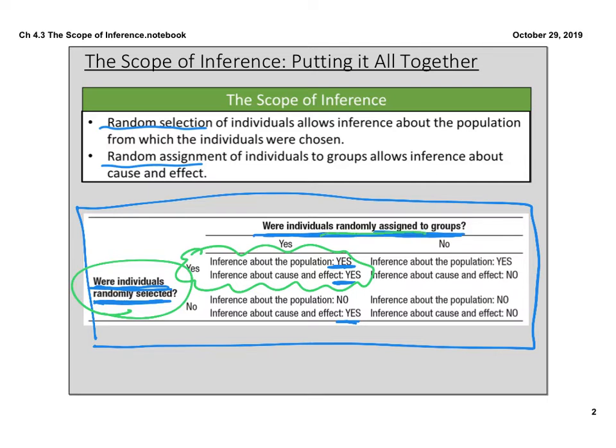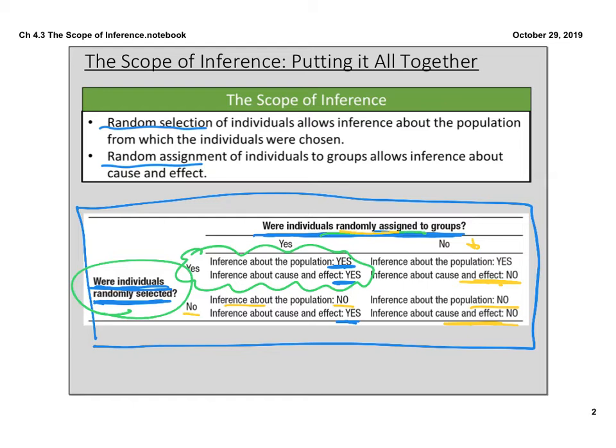If your individuals were not randomly selected, then that puts you down in this bottom row, which means you cannot make inference about the population. If your individuals were not randomly assigned, then that puts you over here in this right column, which means you cannot make inference about cause and effect. So we have to look for those two things, random assignment and random selection.